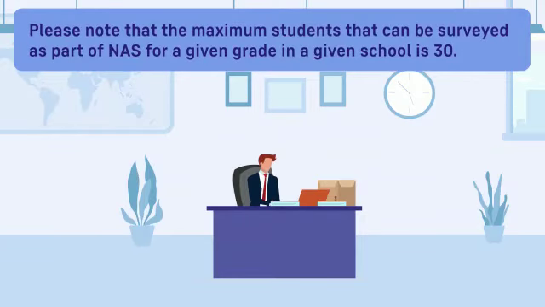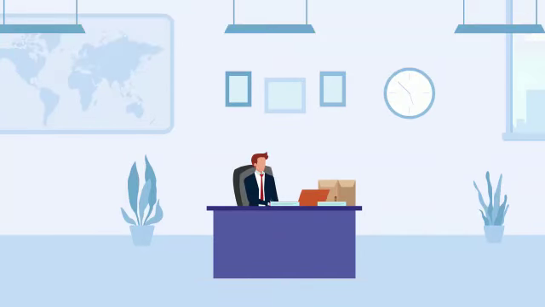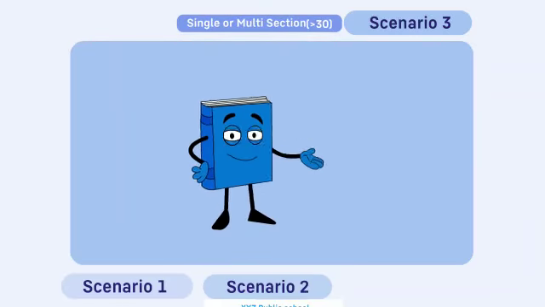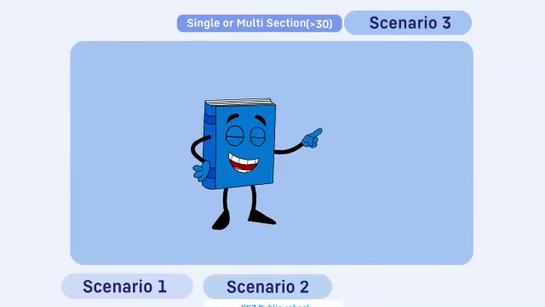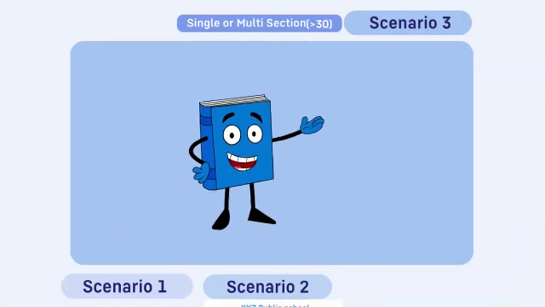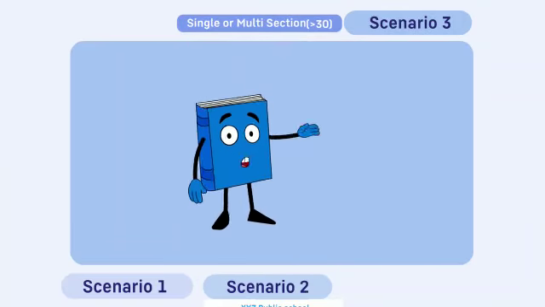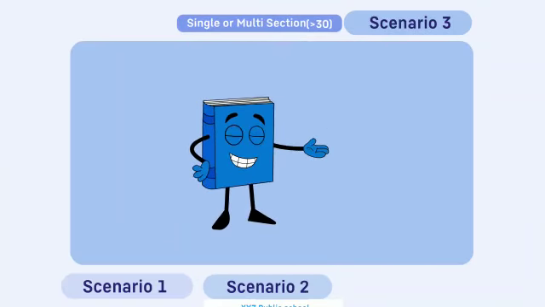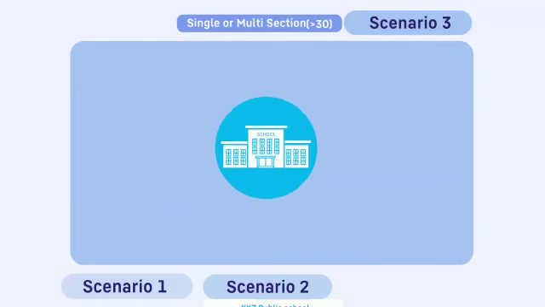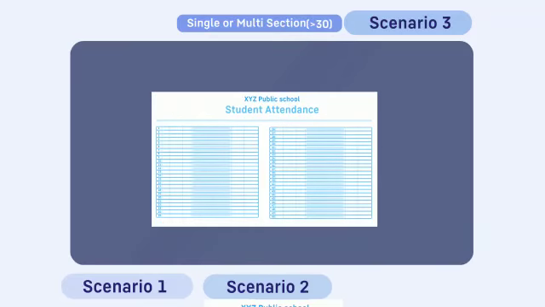Please note that the maximum students that can be surveyed as part of NAS for a given grade in a given school is 30. Scenario 3. Last but not the least. There is a third scenario where after selecting the section, either in single section school or multi-section school, we end up with more than 30 students. Let's assume in XYZ public school, the section that is being surveyed has 50 students. In such a case, we will perform the following steps.